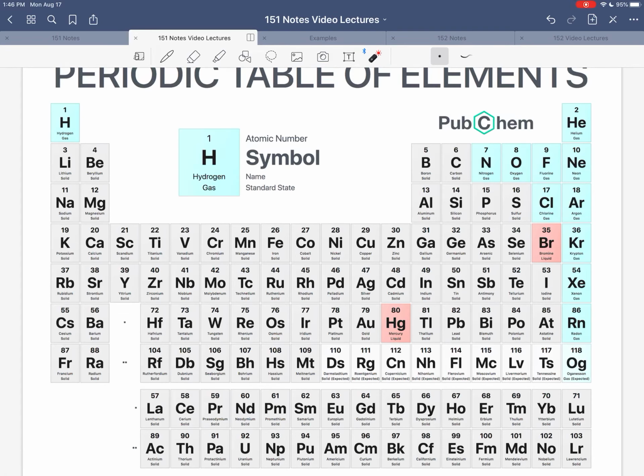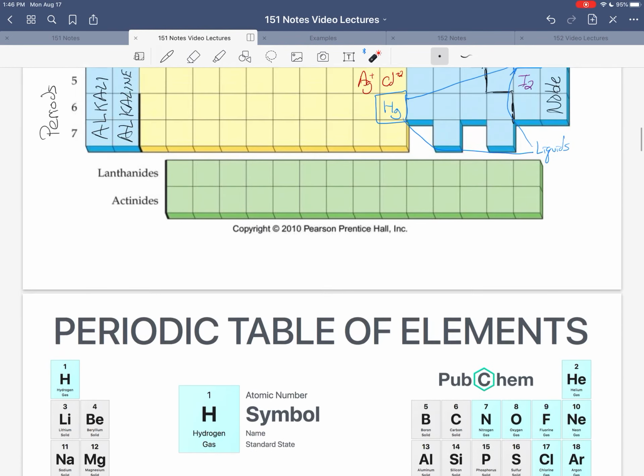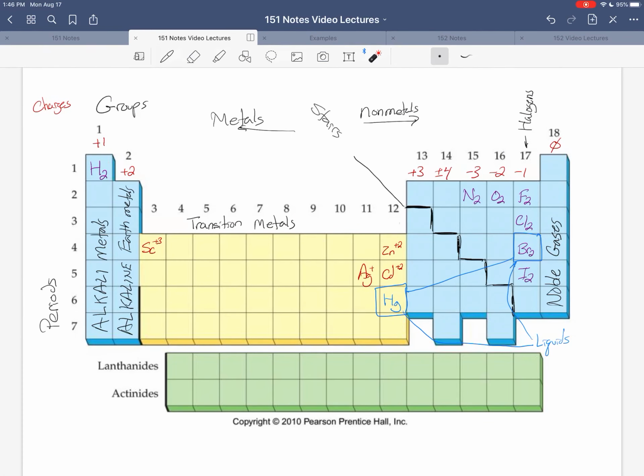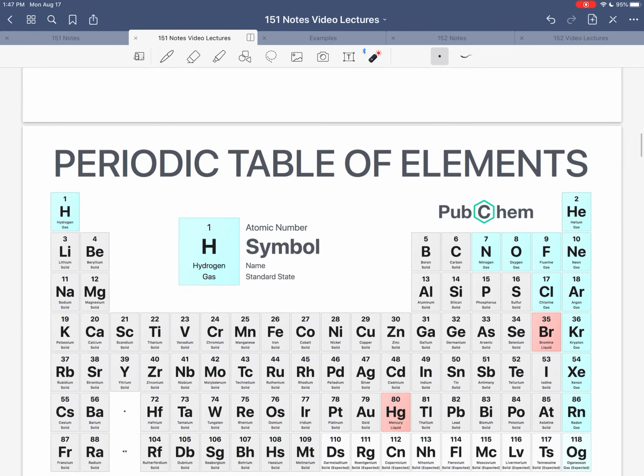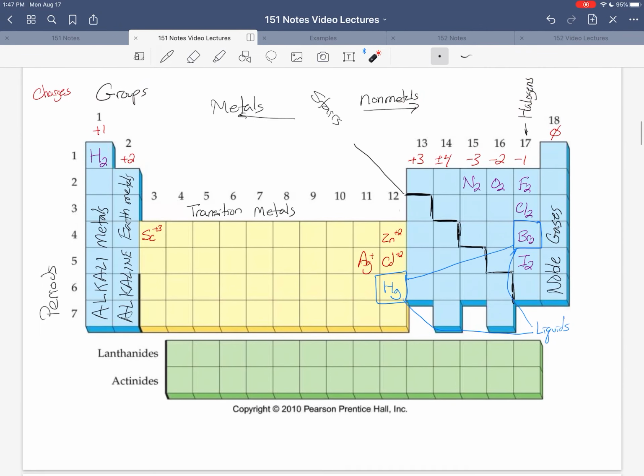But that's the periodic table. That's what I normally cover on day one after I cover the syllabus. We come up with this, and it gives us the charges, the names of the groups, right? And it starts to give us the names. Now this is just the beginning of the periodic table. I usually add to it, right? We're going to add to it.